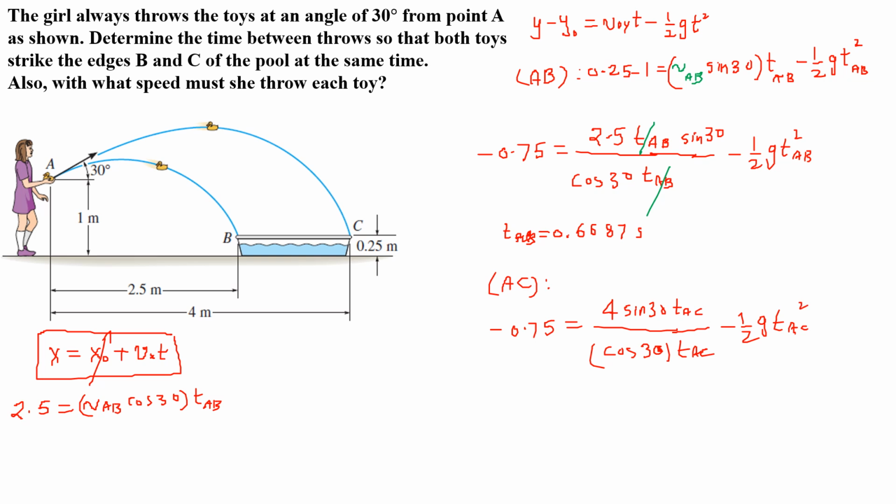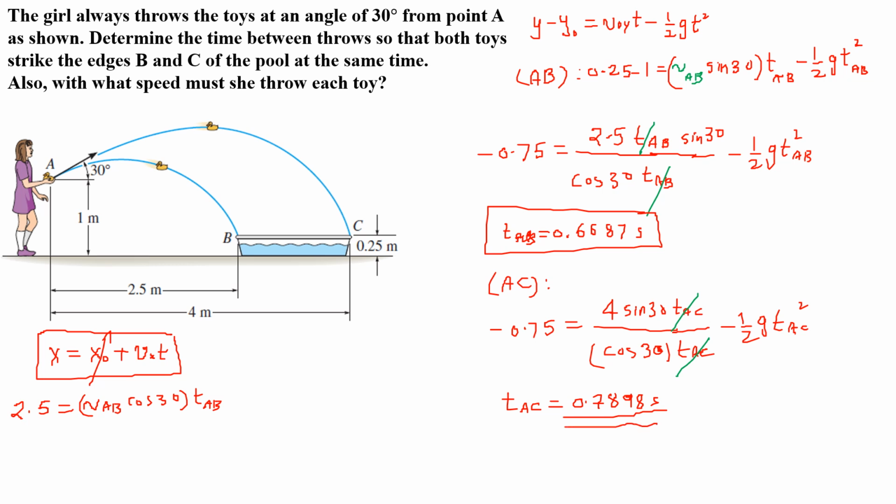We have just saved time by realizing this. TAC will cancel in the same way, so I can find TAC directly. I found TAC to be 0.7898 seconds.